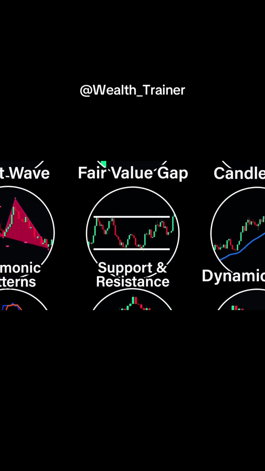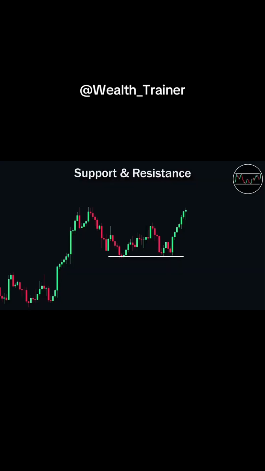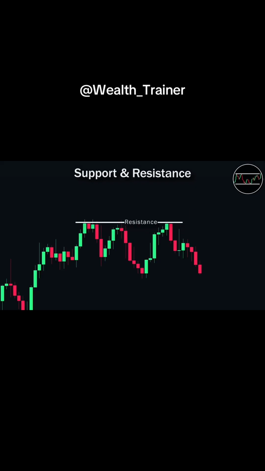Support and resistance. These are key levels that formed horizontally where the price has bounced off in the past and could possibly bounce again in the future. If the level is below the price, it's called support, where you can take a buy position if the price approaches it, and if the level is above the price, it's called resistance, where you can take a sell position if the price approaches it.